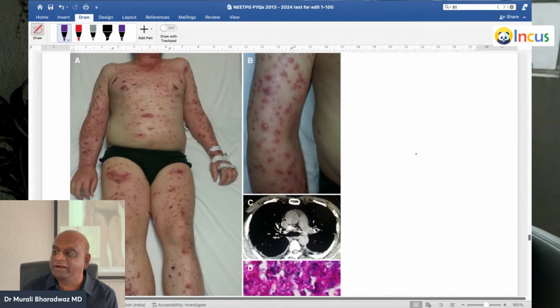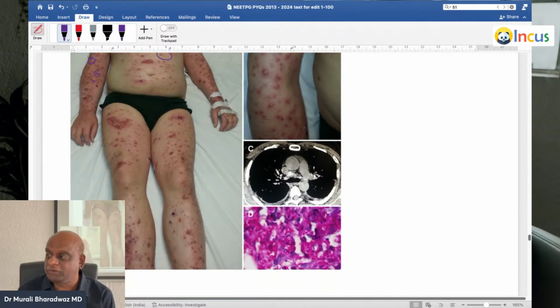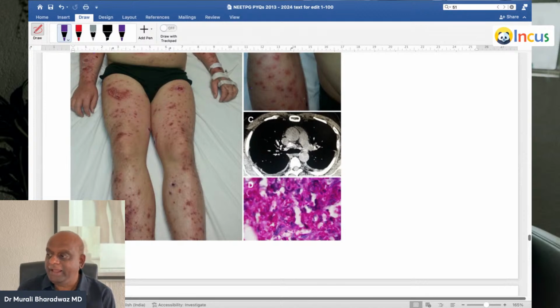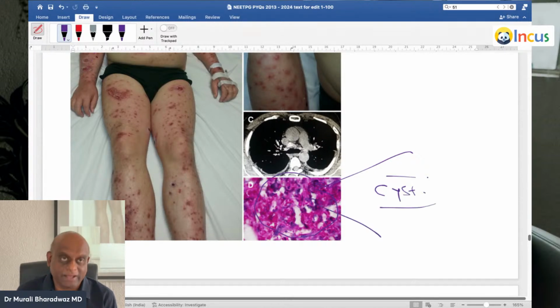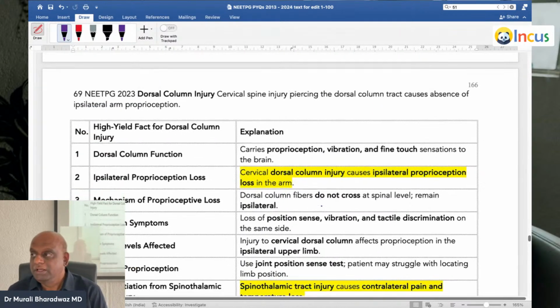So what do you see here, doctor? You see nodular lesions on the skin. Can you appreciate? Nodular lesions, which is the classical feature of histoplasmosis. Similarly, you can see the cysts of the histoplasma in the lung. So it's a case of diffuse histoplasmosis.